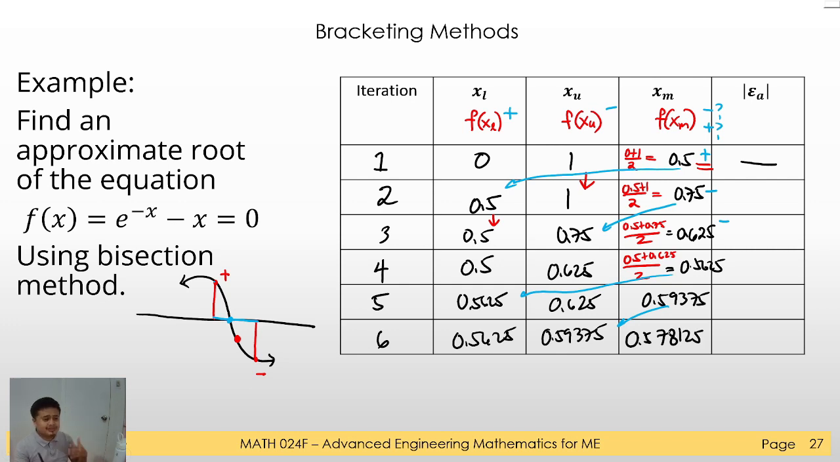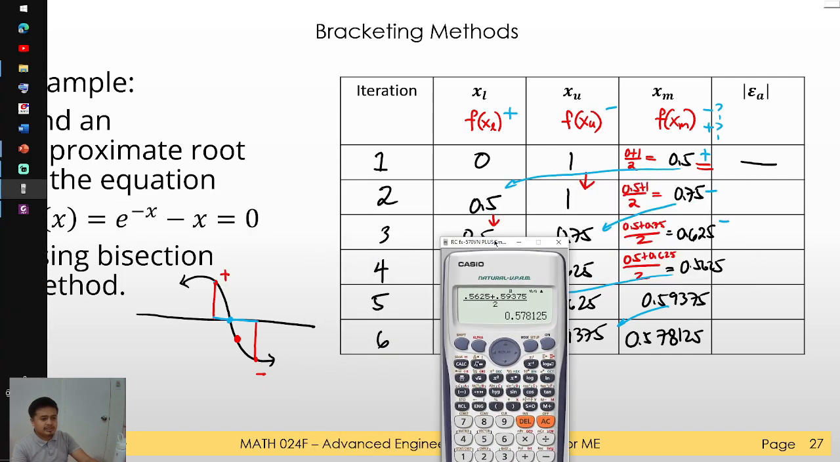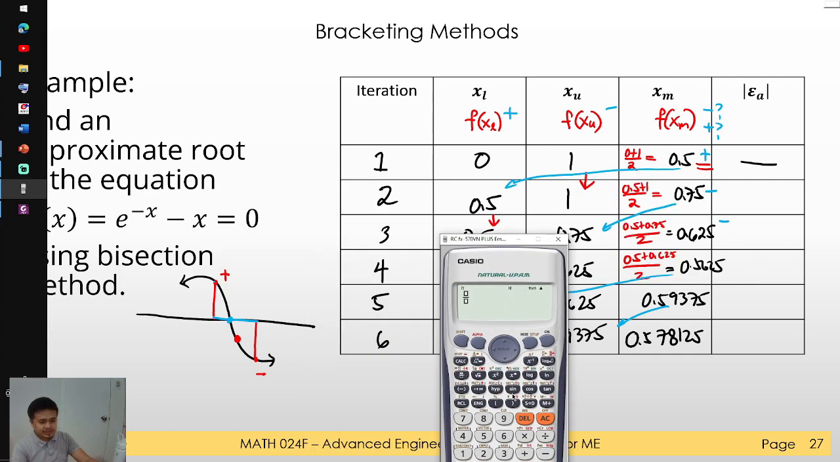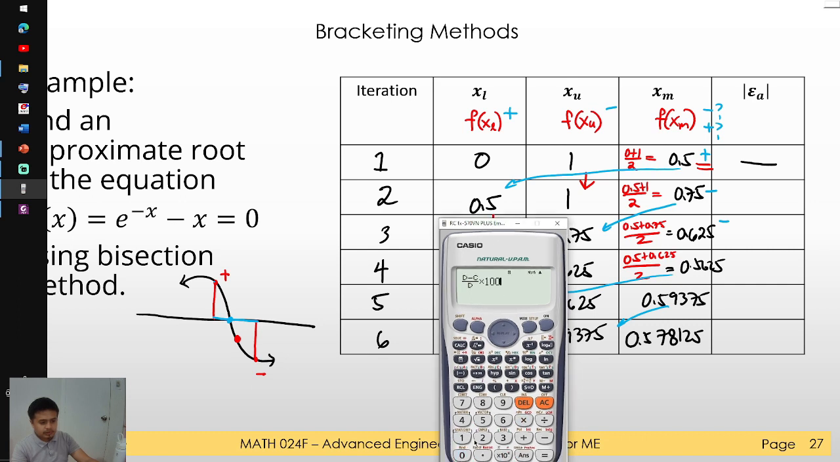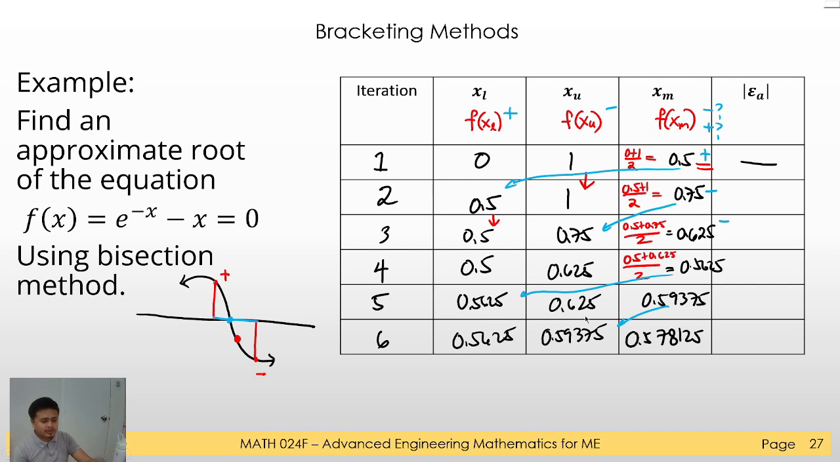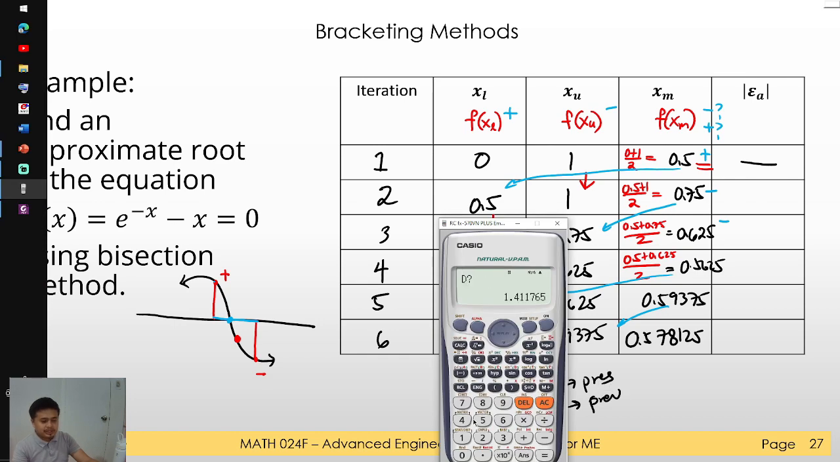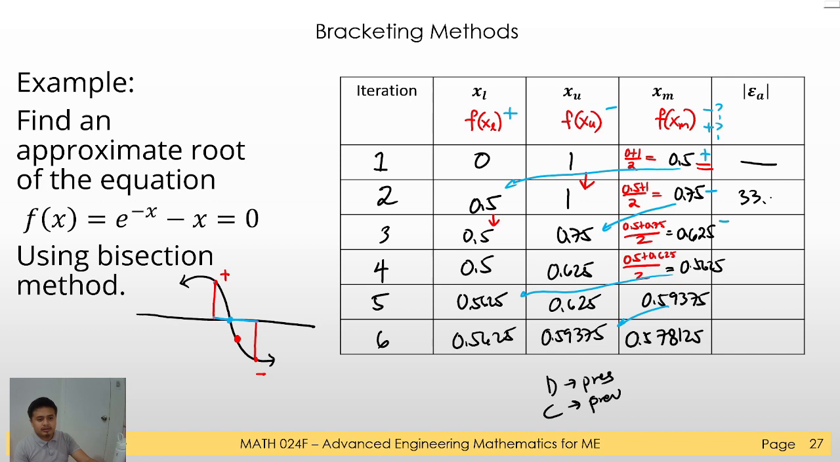Okay. So now let's find the approximate error or the relative approximate error. I'll just do this fast now. So we have d minus c over d and then multiplied by 100. So d is the present, c is the previous. So for this first one, we have the present is 0.75, the previous is 0.5. So the answer is 33.3%.